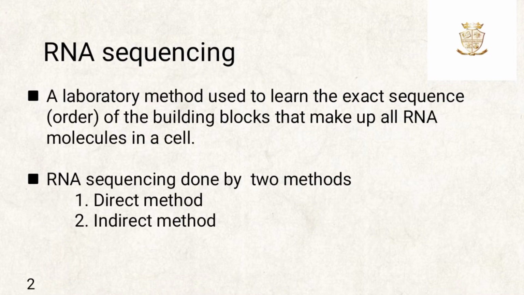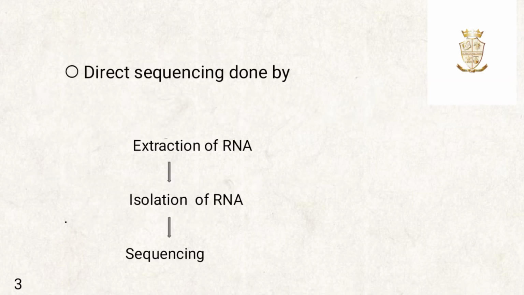It is a laboratory method used to learn the exact sequence or order of the building blocks that make up all the RNA molecules in a cell. RNA sequencing is done via direct method and indirect method. In the case of direct sequencing, it is done via the extraction of RNA, isolation of RNA, and finally the sequencing.